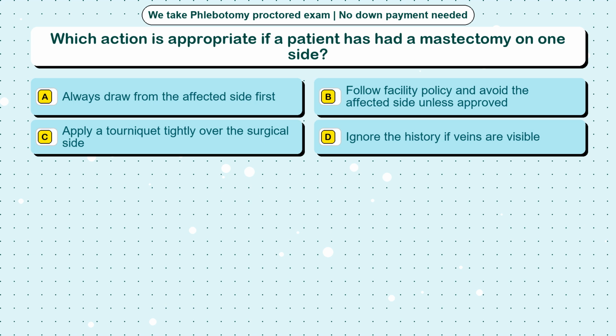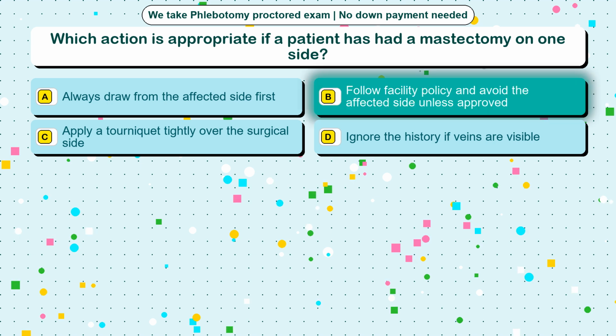Question 6. Which action is appropriate if a patient has had a mastectomy on one side? Option A. Always draw from the affected side first. Option B. Follow facility policy and avoid the affected side unless approved. Option C. Apply a tourniquet tightly over the surgical side. Option D. Ignore the history if veins are visible.